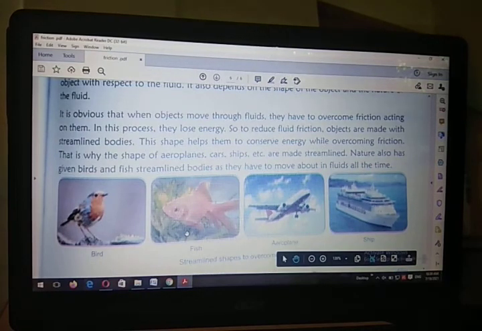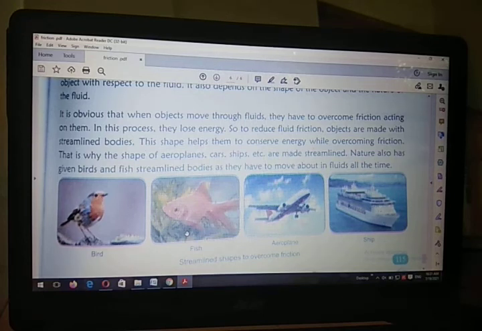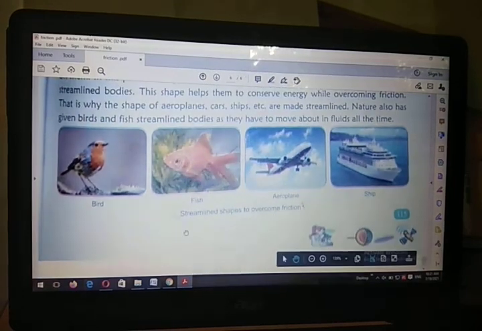That is why the shapes of aeroplanes, cars, ships, etc. are made streamlined. You can see the shape of the body of a bird, a fish, an aeroplane as well as a ship. All these have a streamlined shape. Due to that streamlined shape, they conserve energy while overcoming friction. Birds and fish have streamlined bodies as they have to move through fluids all the time.